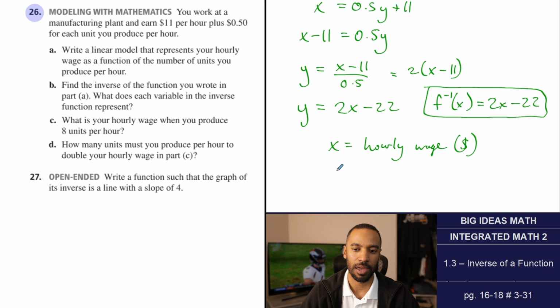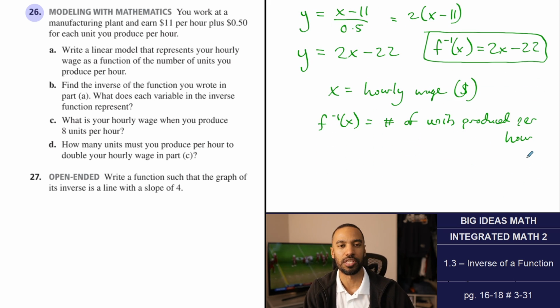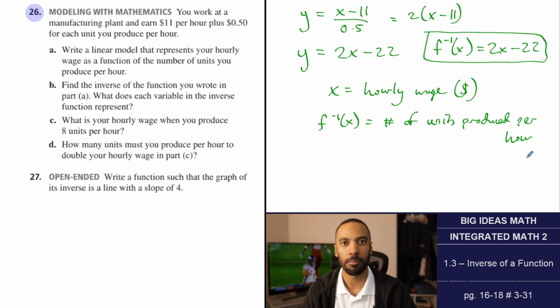And this new y, represented as the inverse of your function, represents the number of units produced per hour. So now it's like, hold on. There's some version of this where you start making units over and over. You're like, whew, I'm done. Okay, I made 10 units. How much money will that be?